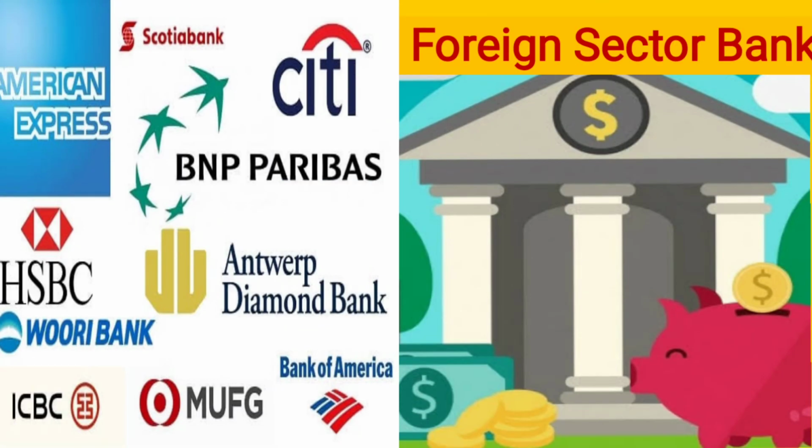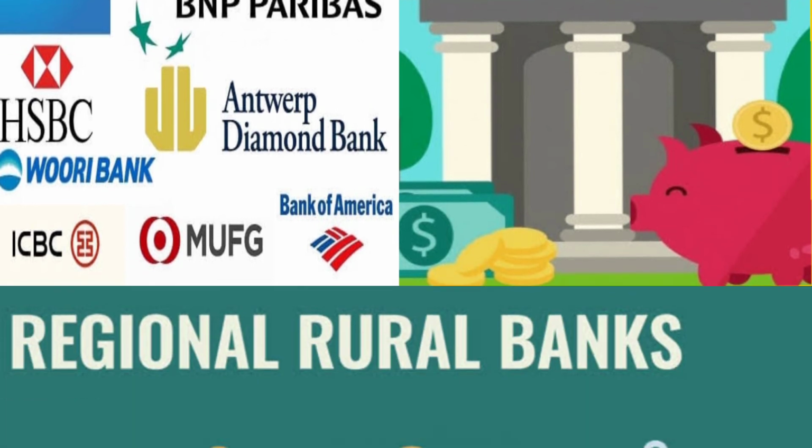Third type of commercial bank is foreign sector bank. Now, the foreign sector banks are those banks which operate as a private entity in India, but their headquarters are in a foreign country. They are governed by both the country they are located in as well as the country they have headquarters in. In India, there are some foreign banks such as Citibank, Standard Chartered Bank, HSBC Bank, etc.